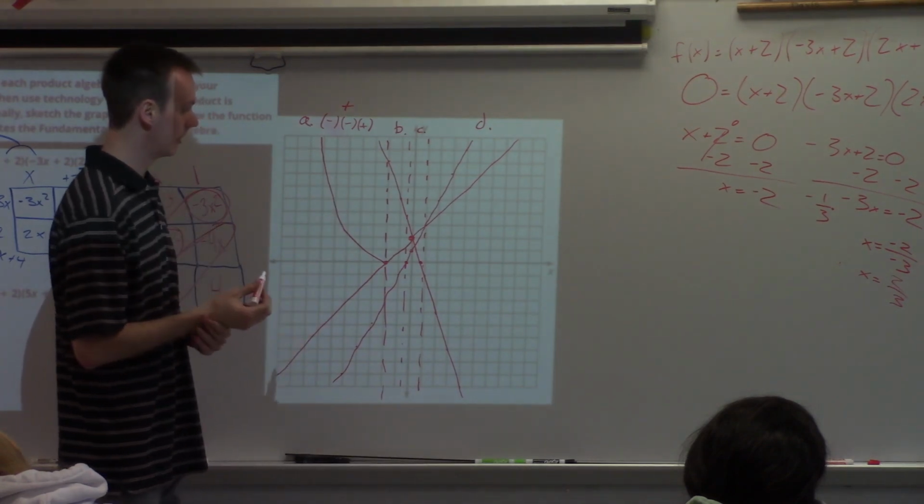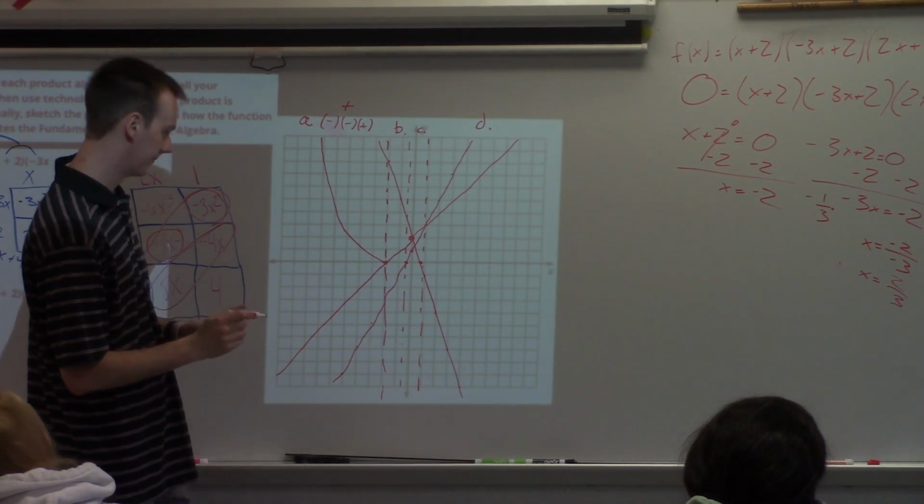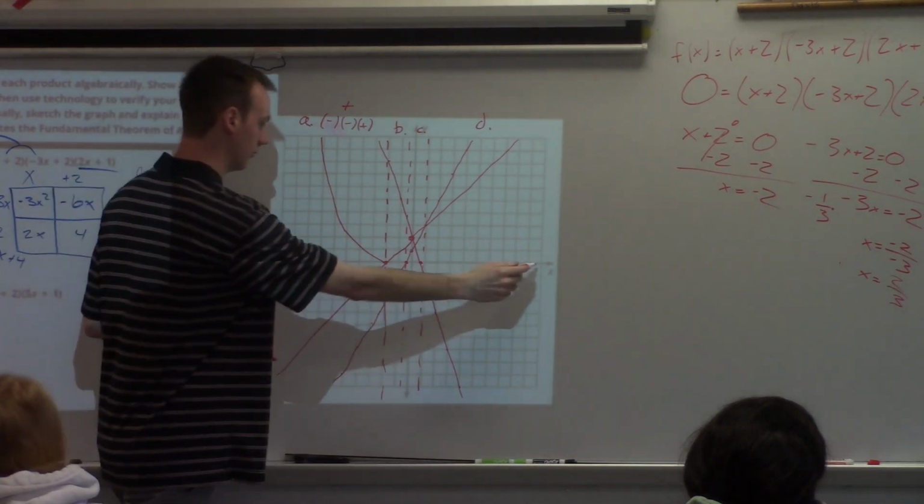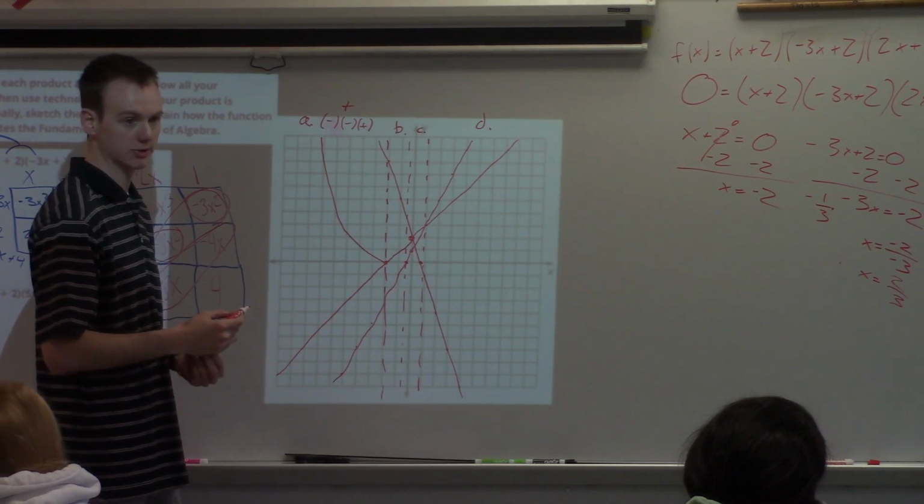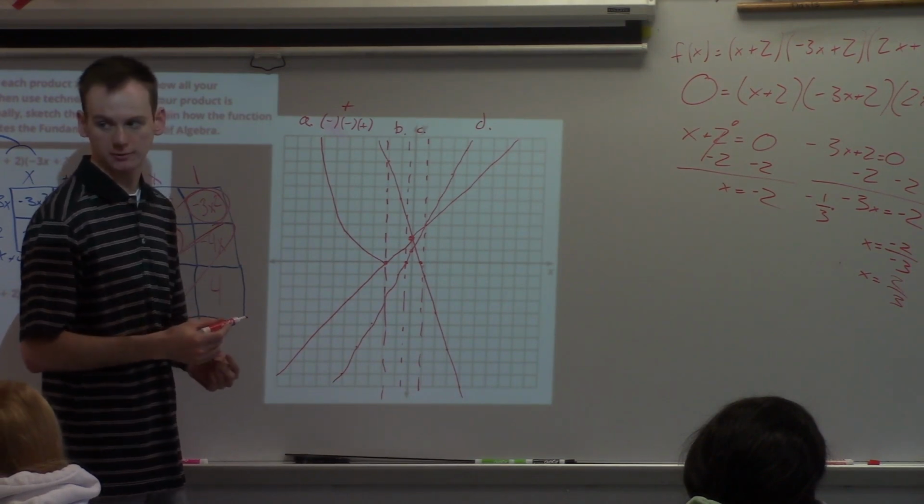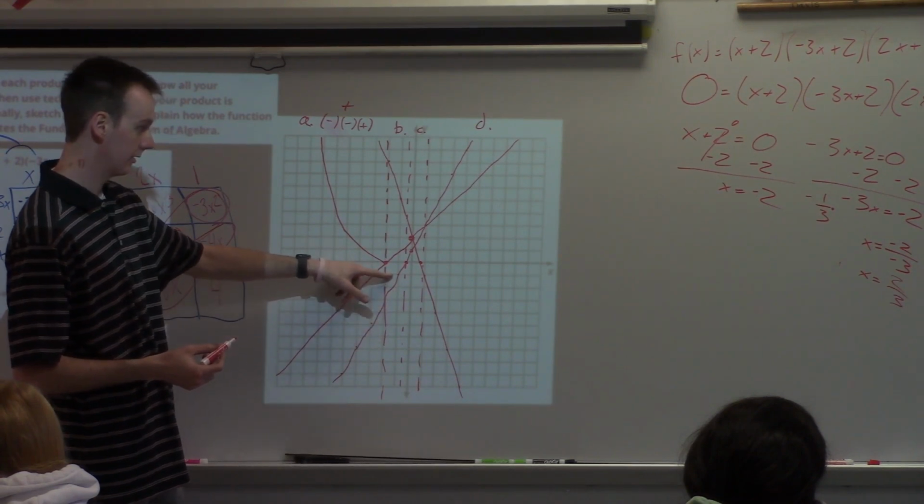Okay? What about in section B? What are we multiplying together? This is our x-axis. Same sort of procedure as last time. What are we multiplying together? So this line is, and this line is.